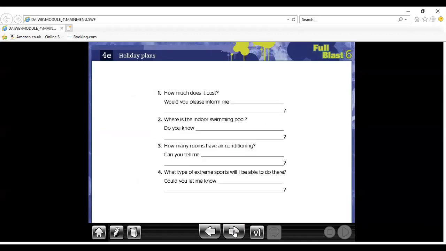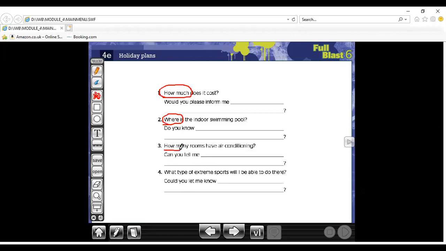Next. Now he gives you a direct question and asks you to write an indirect question. How, where, how, what type, all this is direct. But I change it into indirect. I start with, would you please inform? Do you know? Can you tell me? Could you tell me? This is number one. Number two, the second step, I have to use the question word. How much? Where? How many rooms? What type of?